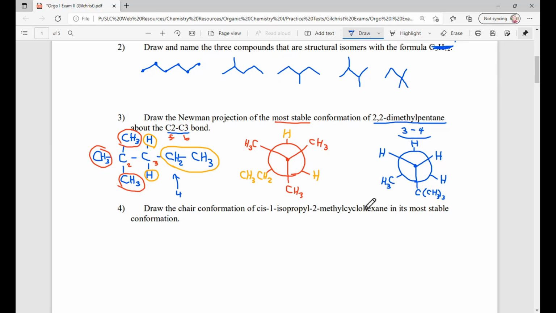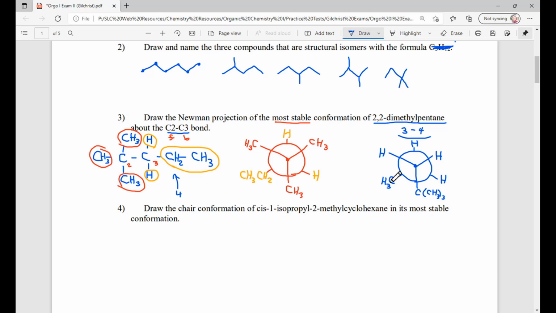Now, because all the groups here are not the same. In the back there's a methyl group and two hydrogens. In the front there's a tert-butyl group and two hydrogens. You always want to make the largest groups as far away from each other as possible.